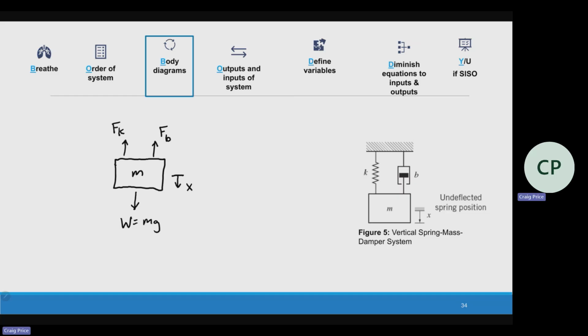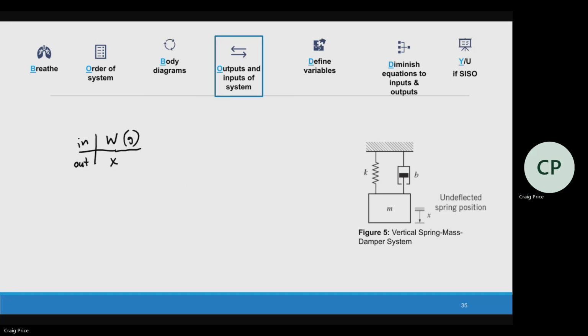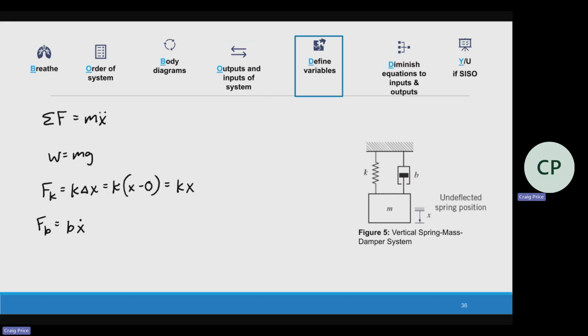But it's a little different input. So inputs and outputs. You could say the weight is the input, or gravity. Gravity is really the one that's driving this. Obviously, our output is going to be x. And then we have our definitions. These are very similar to the ones that we did. Obviously, we have weight, but everything else is the same.